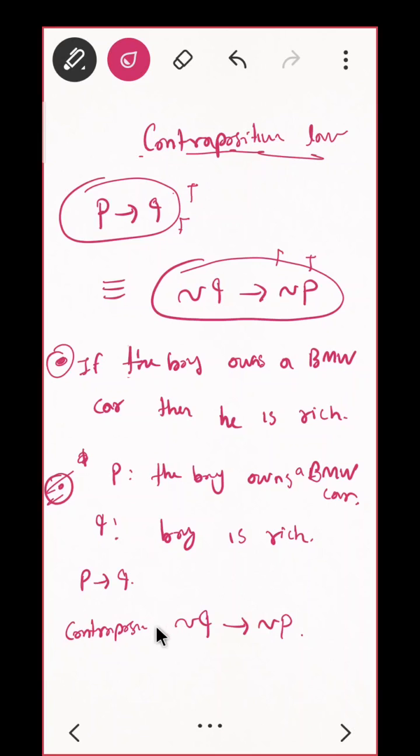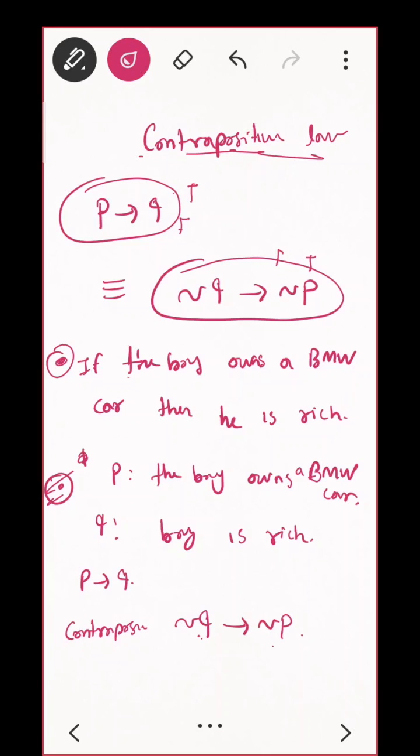Yeah. So can you tell me the contrapositive of this statement? Negation Q implies negation P in the statement form. What will be negation Q? Perfect. What is negation P? Perfect. So can you tell me now negation Q implies negation P? Implies means you have to add if and then in that. He does not have a BMW car.